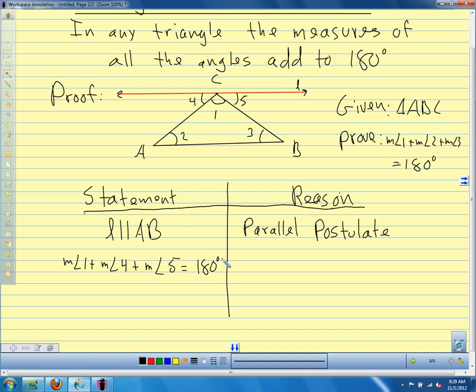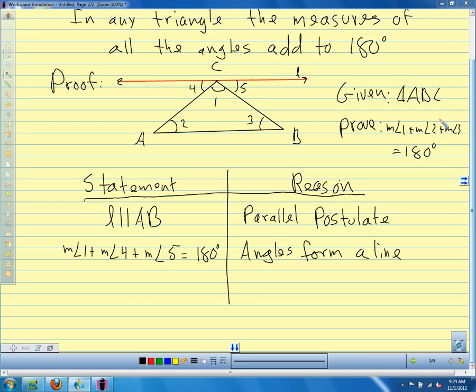When we did our demonstration, what did we say the reason was that they added up to 180 degrees? What did they make? We said it when we did our demonstration. What do they all make when we add them all together? They make a straight line, right? So we're going to say angles form a line. So those three angles form a line.